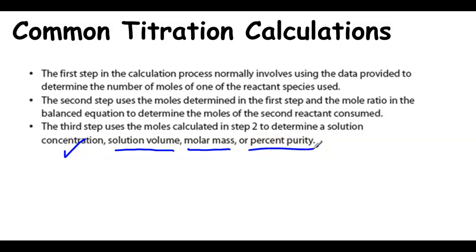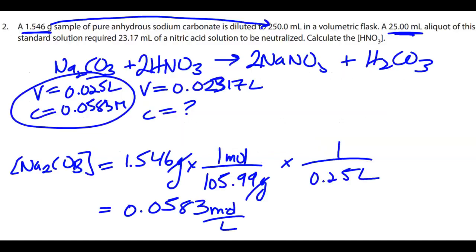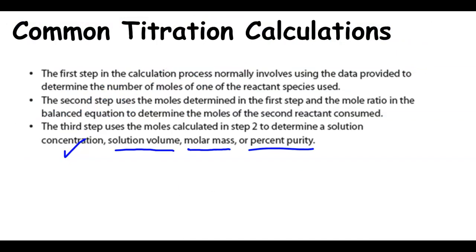Just because you have a mass of an acid, so going back to this example, it says that it's pure anhydrous sodium carbonate, but you may have a situation where the mass that's given to you is not pure. That means we can use titration to determine, of that 1.546 grams, how much is pure sodium carbonate and how much is not that reactant at all, maybe just a filler or an impurity. Okay, so we're going to go through all of these different titration calculations.